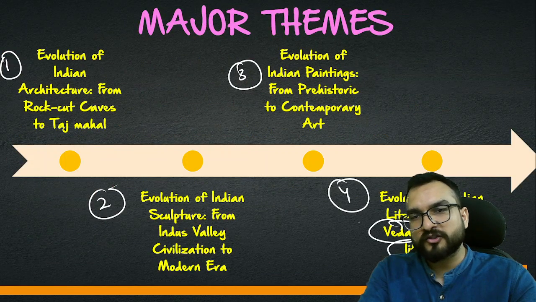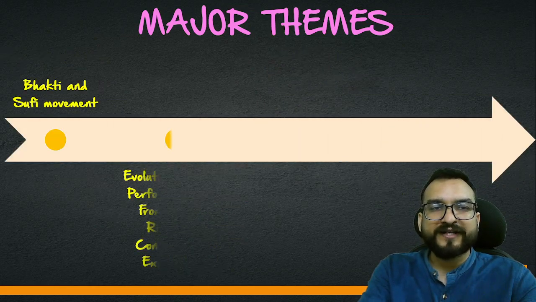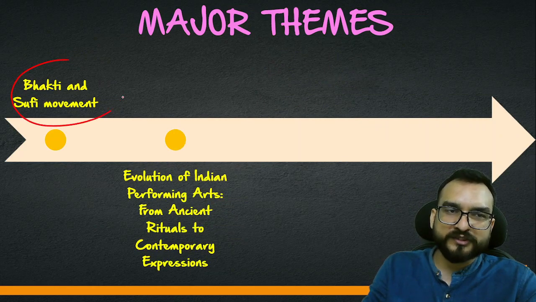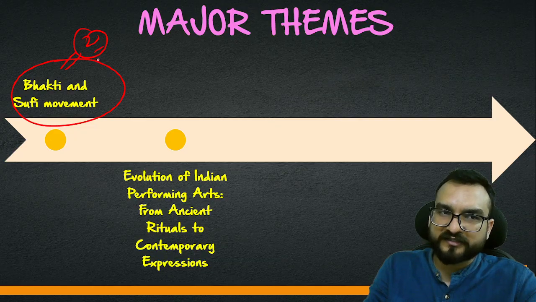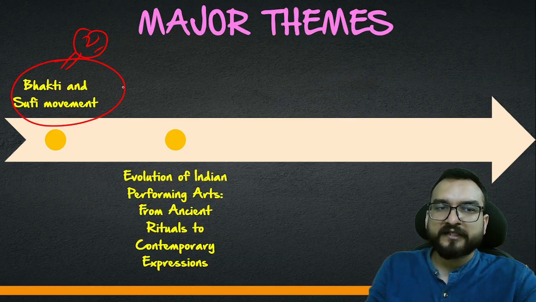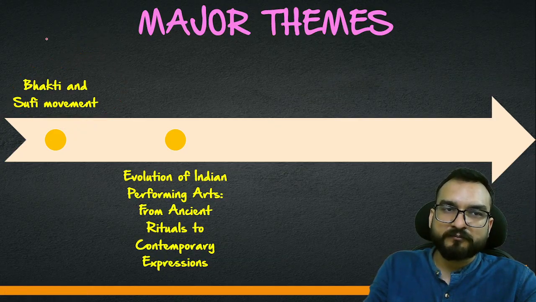I hope you are making short notes. These are four themes. Now the next theme is your Bhakti and Sufi movement, because a question has been asked 2 times on Bhakti and Sufi movement. We will be seeing it. So this is going to be your fifth theme.